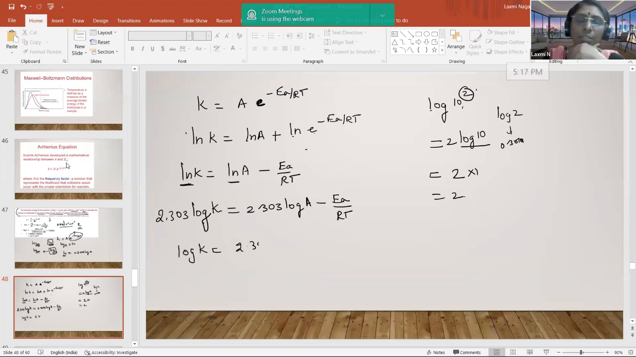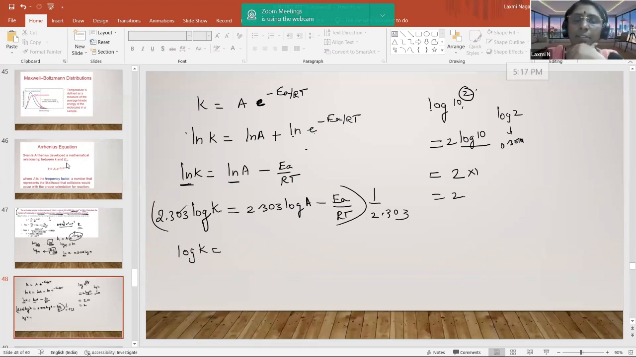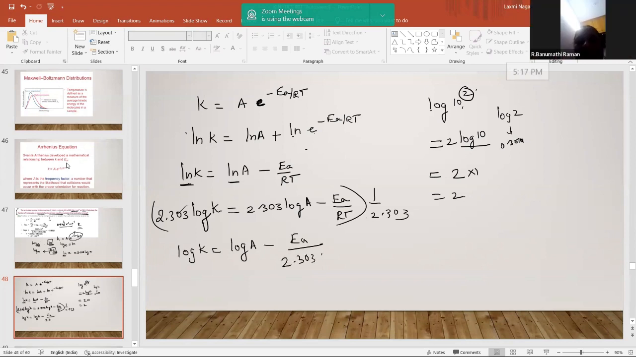That is, I'm dividing the whole equation by 2.303. So this and this will get cancelled. This and this will get cancelled. So I will be left with log k is equal to log A minus Ea by 2.303 RT.